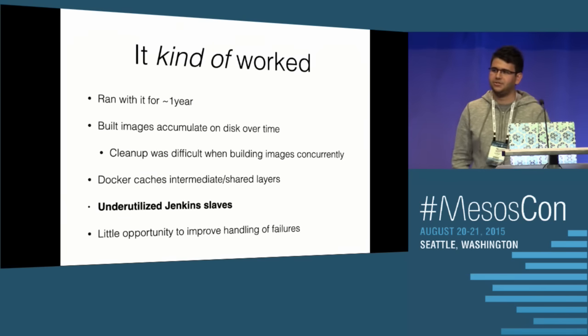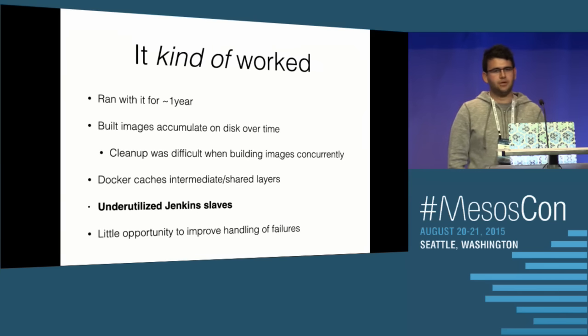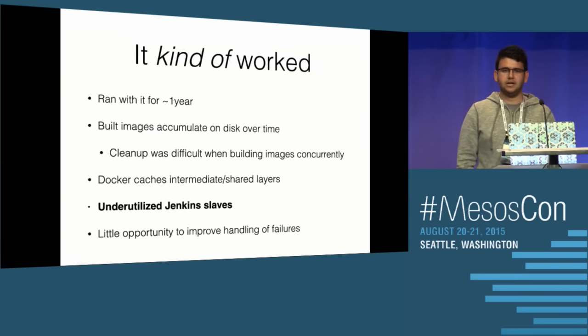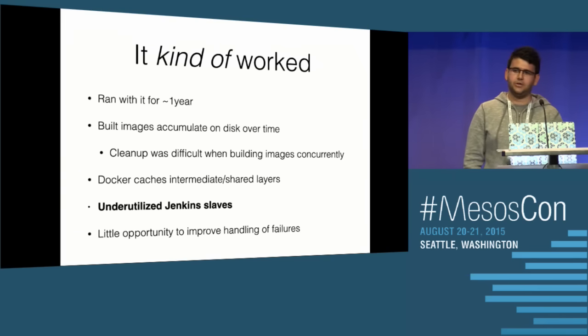And there's also less opportunity with the Jenkins setup to improve failure handling. So for example, with Jenkins, if a slave dies, the build is going to fail. So maybe you want to retry it somewhere else if you know that it's a failure that you can kind of restart.